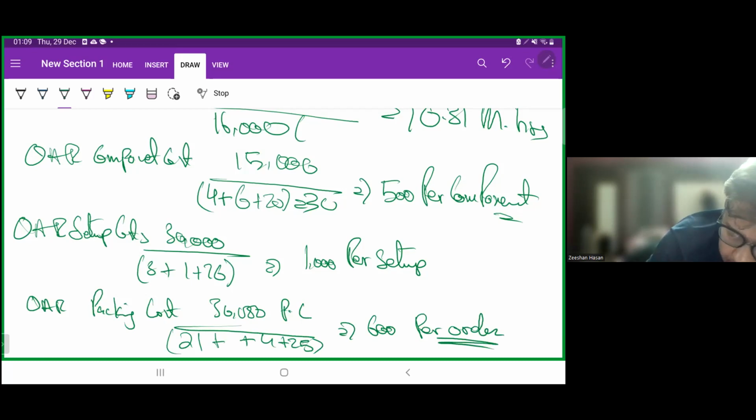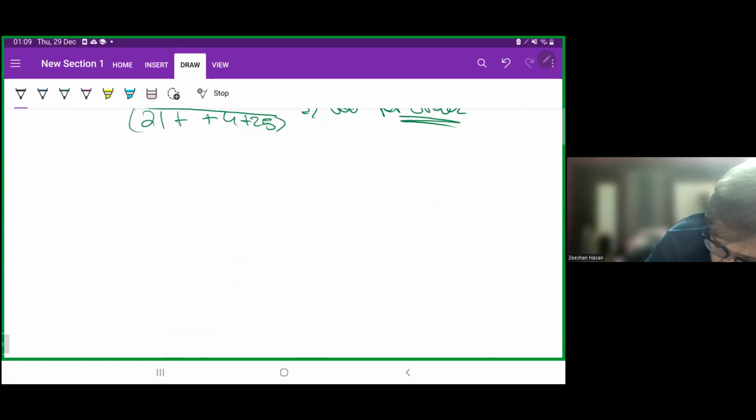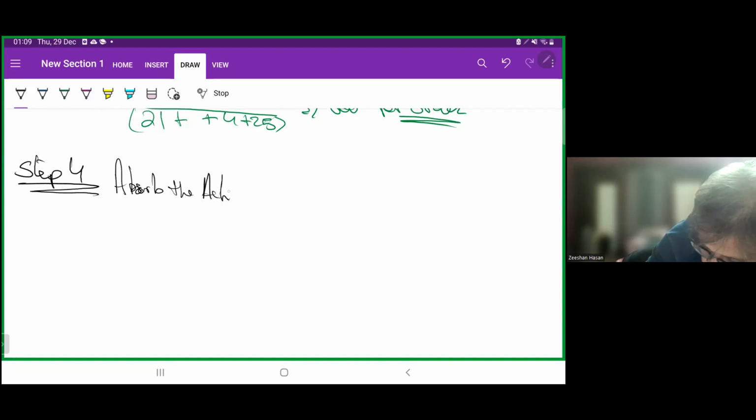Now step 4, absorb the activity cost into product.